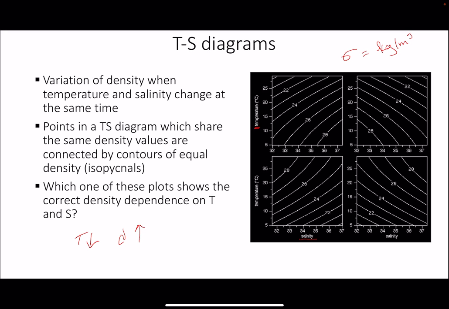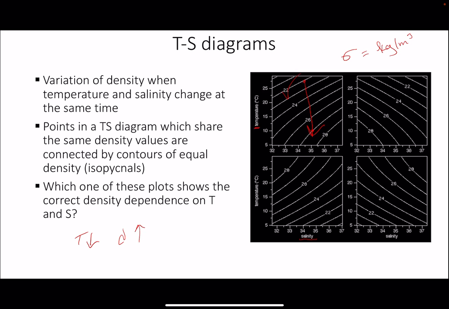So let's see, if we take a temperature value here on the first plot, temperature goes down. You can see you go from a density of 22, 24, 26, okay, so density 27. So in this case, that's fine. Density's getting higher as temperature goes down.